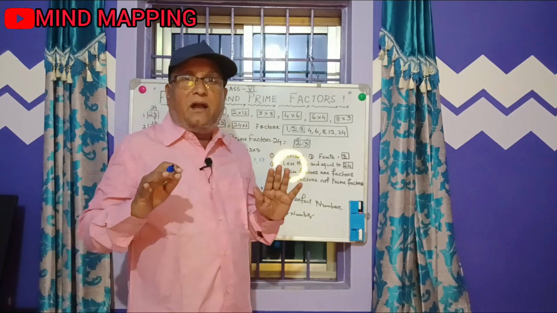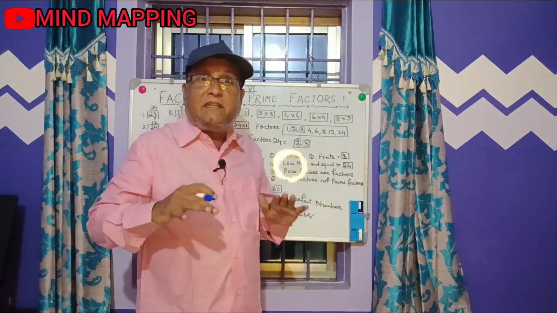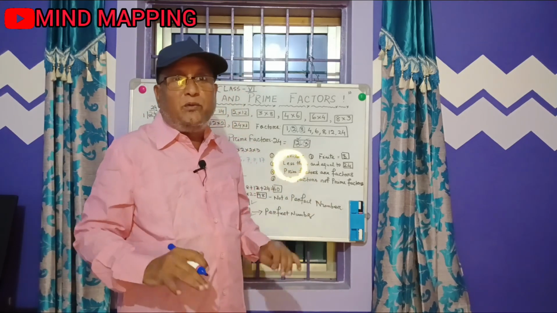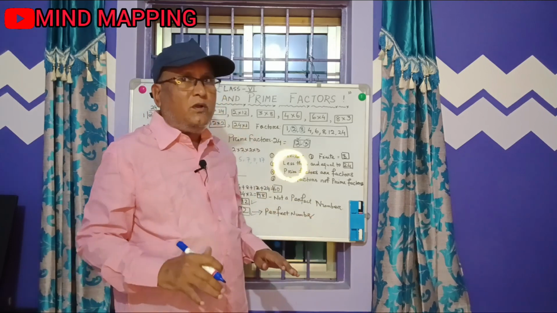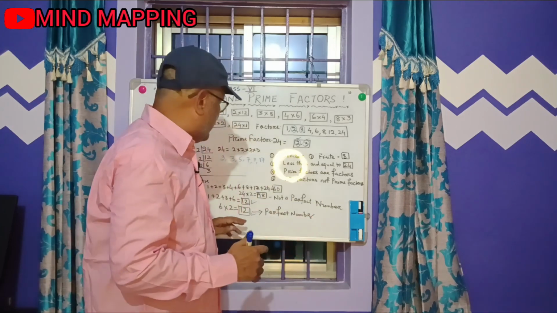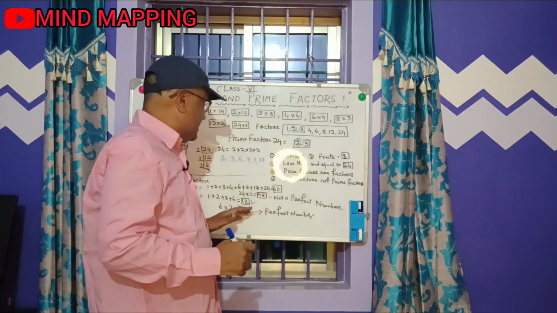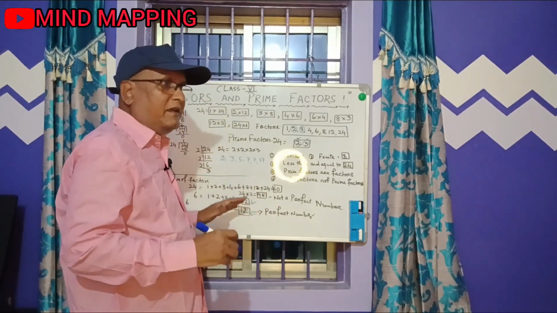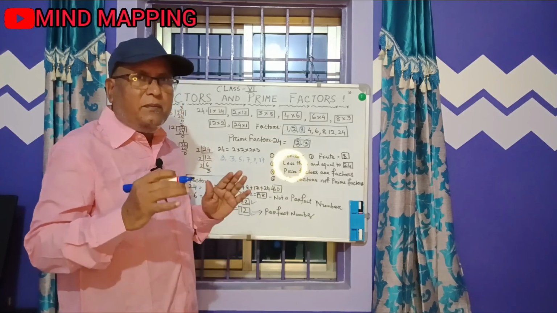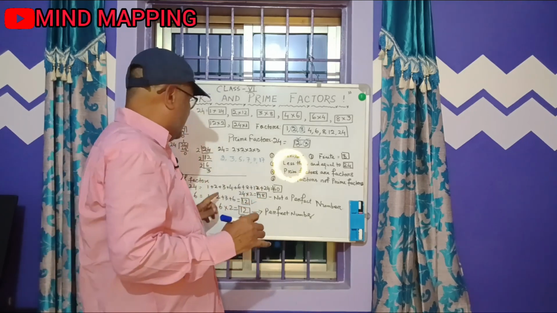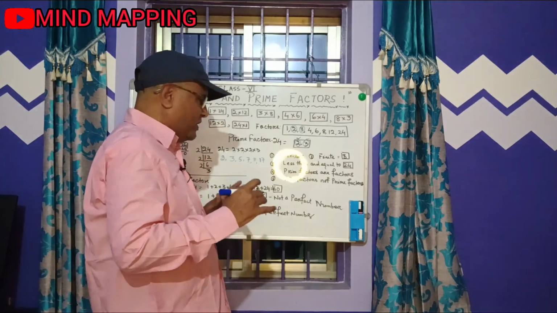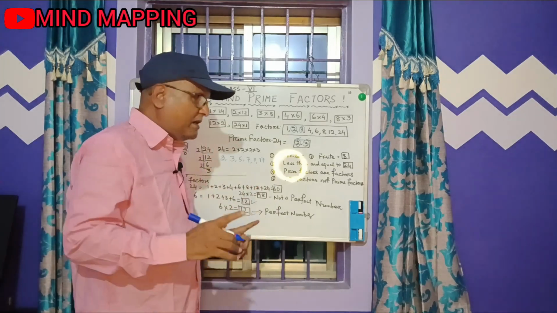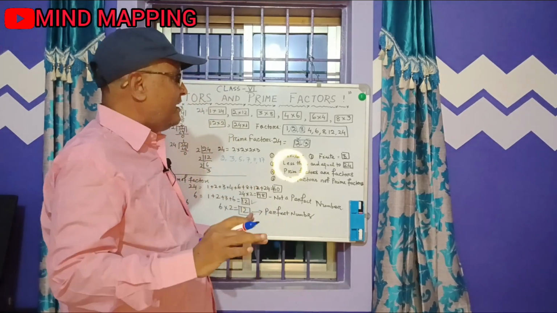And here is a home task for you. Please find 2 other perfect numbers based on this principle. Find the factors, find their sum, and check whether the number is a perfect number or not.